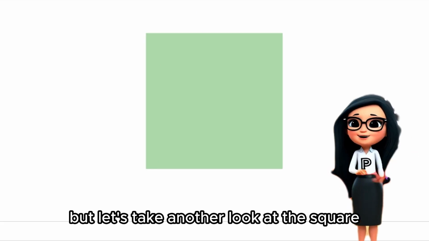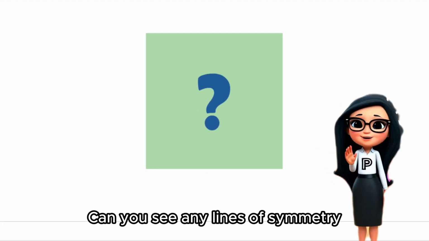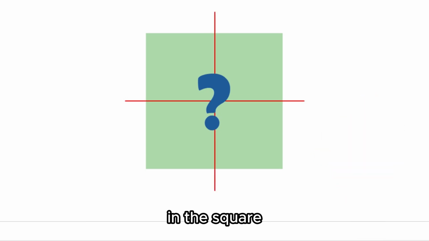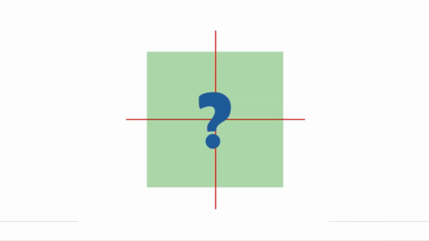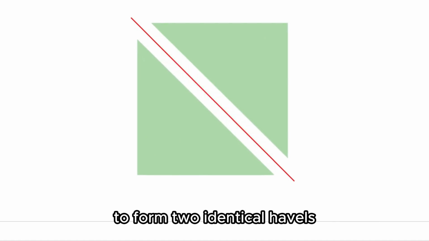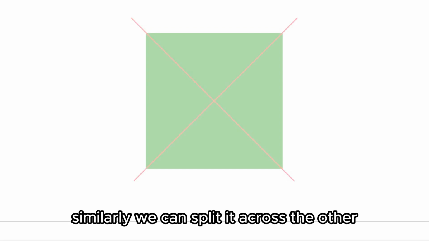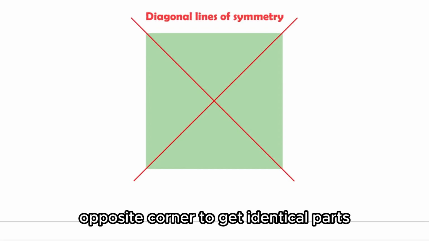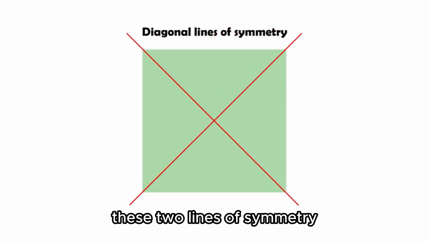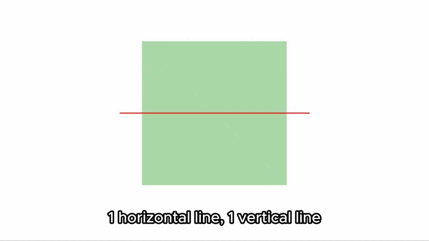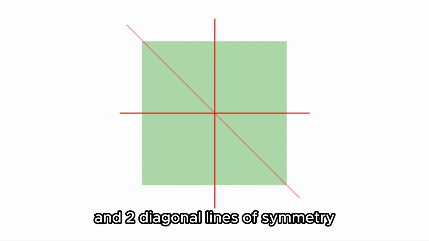But let's take another look at the square. Can you see any lines of symmetry other than the horizontal and the vertical ones in the square? Well, we can split the square across the corner to form two identical halves. Similarly, we can split it across the other opposite corner to get identical parts. These two lines of symmetry are called diagonal lines of symmetry. So a square has four lines of symmetry: one horizontal line, one vertical line, and two diagonal lines of symmetry.